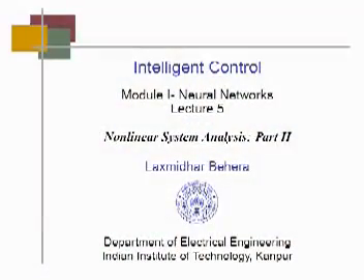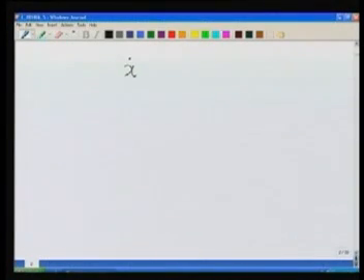So, this is lecture 5 of module 1. We will continue the discussion that we did in the last class on nonlinear system analysis. In the last class, we represented a general nonlinear system in a state space format.